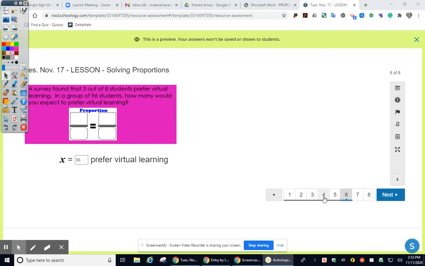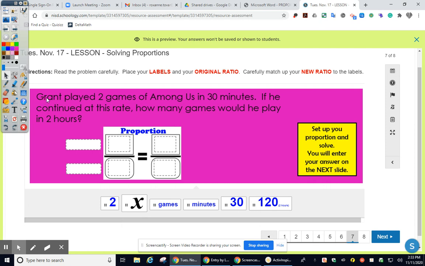Okay, one last one. All right, it says Grant plays 2 games of Among Us in 30 minutes. If he continued at this rate, how many games would he play in 2 hours? Okay, remember I told you, from just our first sentence alone, we're going to be able to get our labels, and we're going to be able to get our original ratio, right?